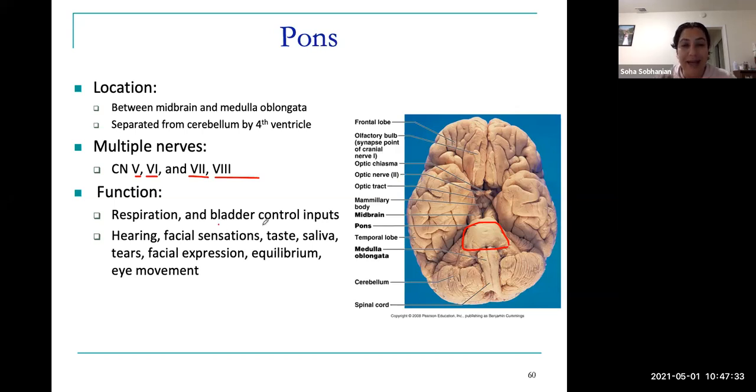It controls bladder movements. So when you need to pee, when the muscles relax, the sensation of a full bladder, etc. It helps you with your facial expression. So again, controlling voluntary movement in a minor sense, facial expression, equilibrium, and eye movement.